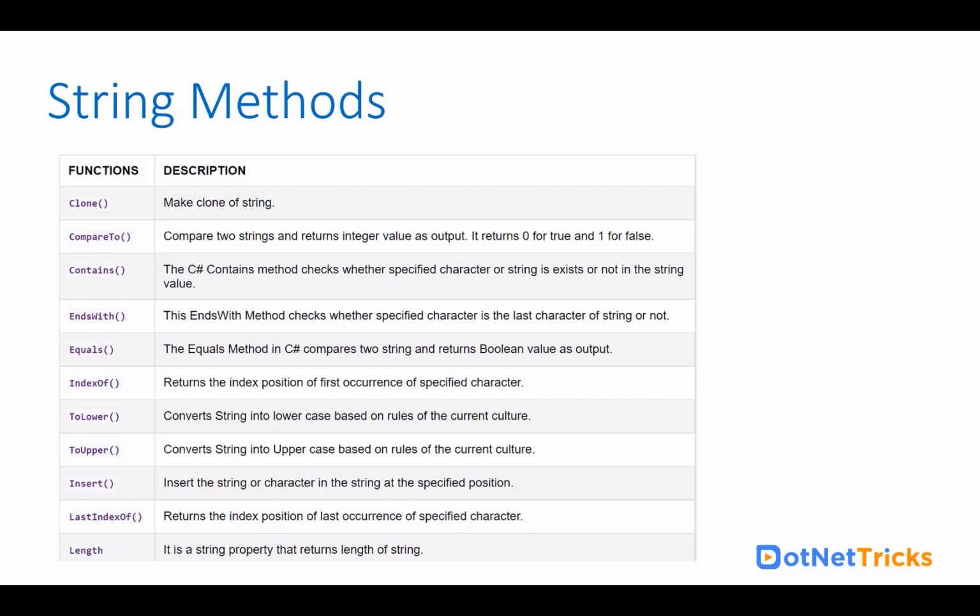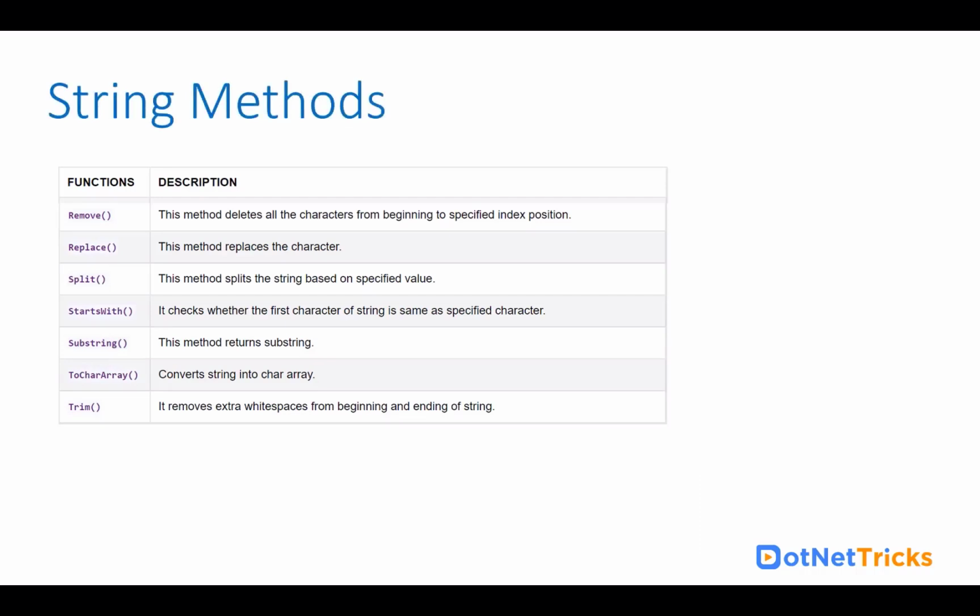We have the IndexOf method. It returns the index position of the first occurrence of a specified character. We have the ToLower method if you want to convert all the string characters to lowercase. We have the ToUpper method if you want to convert all the string characters into uppercase. We have an Insert method if you want to insert a string or character at a specified position. We have the LastIndexOf method if you want to find the last position of the occurrence of a specified character. We have the Length method, which returns the total number of characters in a string.